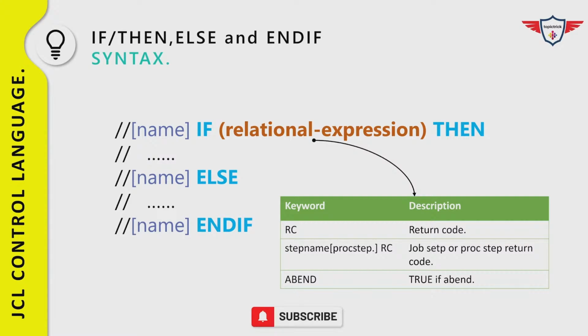And in order to specify the relational expression or condition in your IF-THEN-ELSE statement, you can use the keyword RC followed by an operator and then a specific value that you want to check. And RC is generally used to specify the return code of a previous job step. And if you want to specify the return code issued by a specific job step or a procedure step, then you can use stepname.RC or procstep.RC.